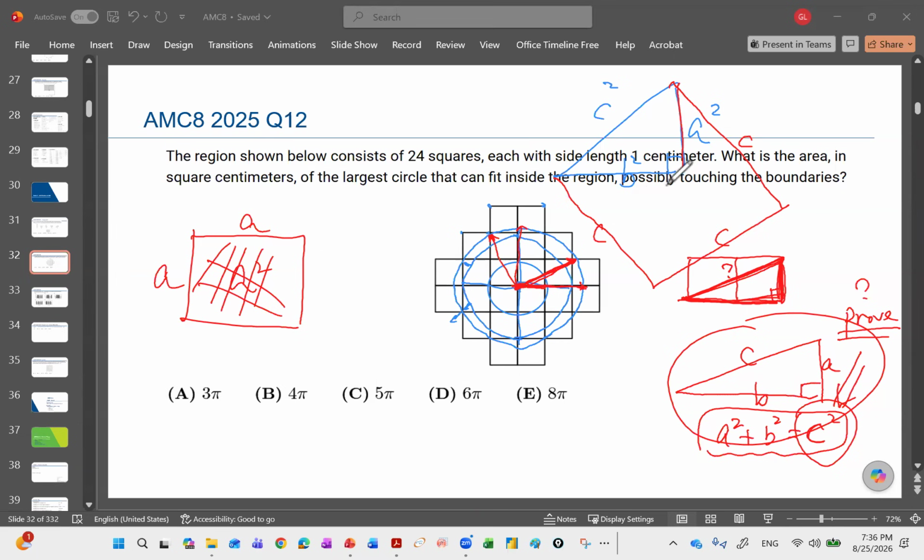How do we create a square? A square is somewhat like what? Okay, so let's do a little bit backward.